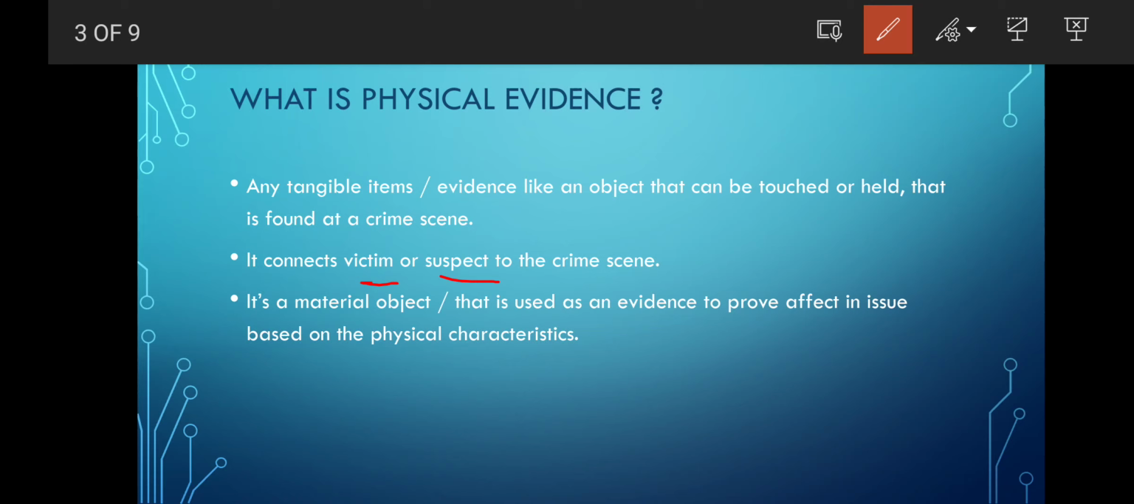Then it is a material object that is used as evidence to prove a fact in issue. Based on the physical characteristics, that particular object will prove the fact of why it is present and what the use of it is, or how we can prove that a particular person was present at the crime scene.